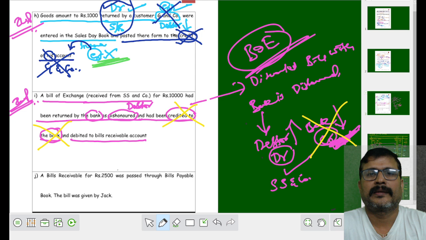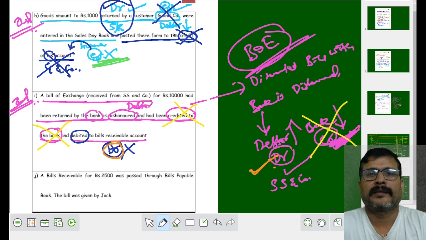Then where is the wrong? See here. And what did they do? They have debited to the bills receivable, so it is a wrong debit. Where it is supposed to be debited? It is supposed to be debited to the debtor's account, but they have debited to the bills receivable account.